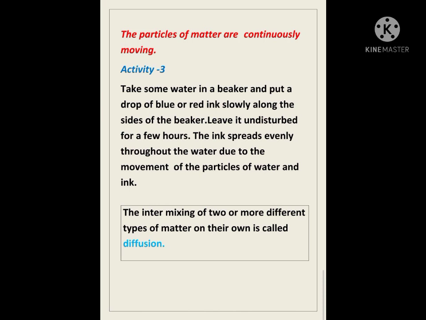Activity number 3. Take some water in a beaker and put a drop of blue or red ink slowly along the sides of the beaker. Leave it undisturbed for a few hours. The ink spreads evenly throughout the water due to the movement of the particles of water and ink. The intermixing of two or more different types of matter on their own is called diffusion.